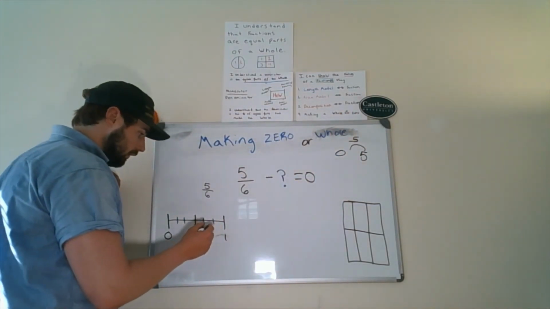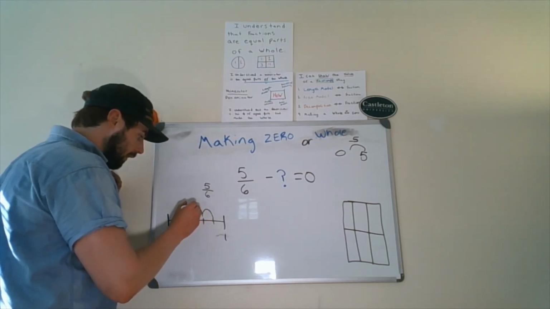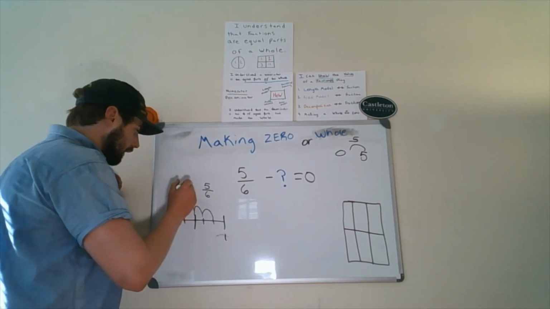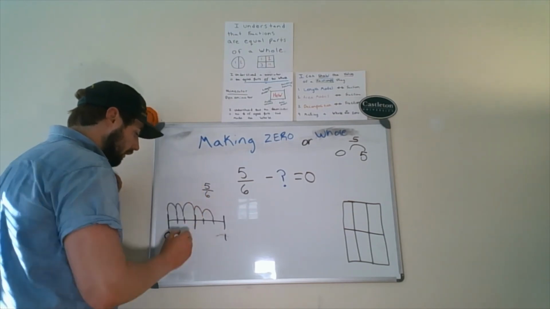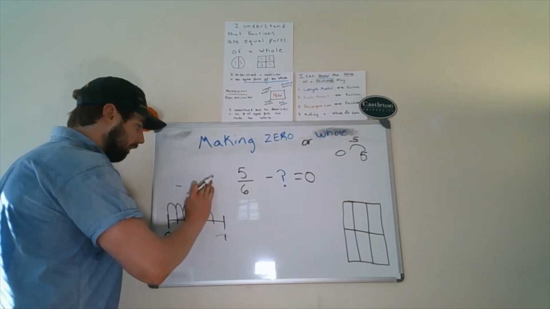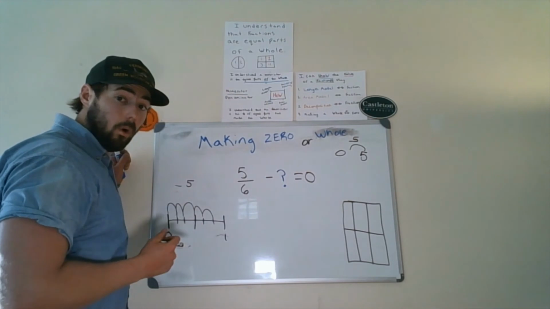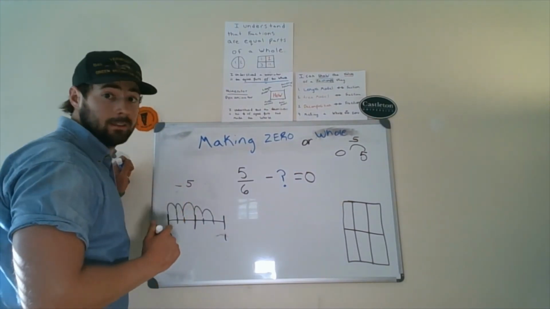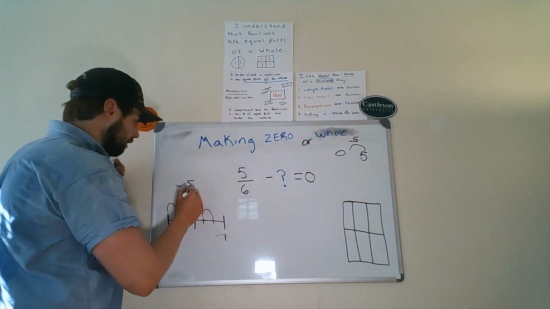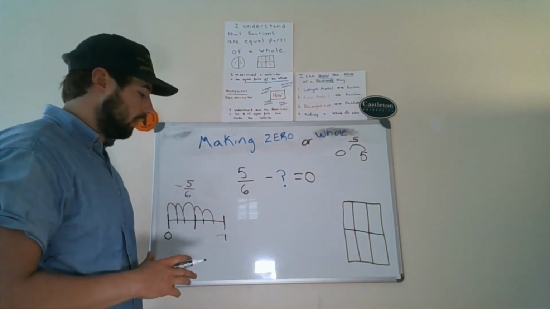So, showing that on our length model, I would take 5 away, but not 5 wholes. We're not talking about 5 ones. We're talking about 5/6. I would need to take 5/6 away.